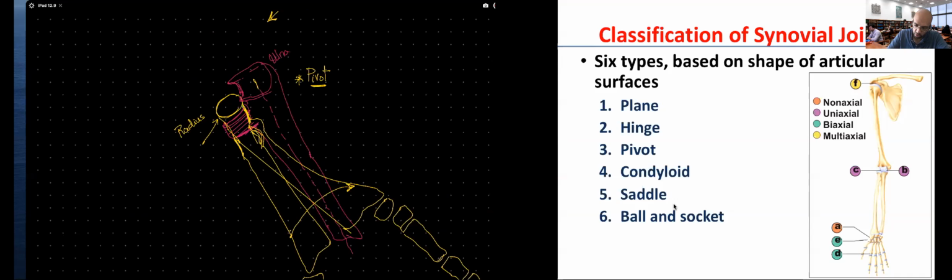I am moving along the long axis of the ulna. I'm performing a rotational movement around the long axis of the ulna. So I have only one axis I'm moving along. It's a uniaxial joint.